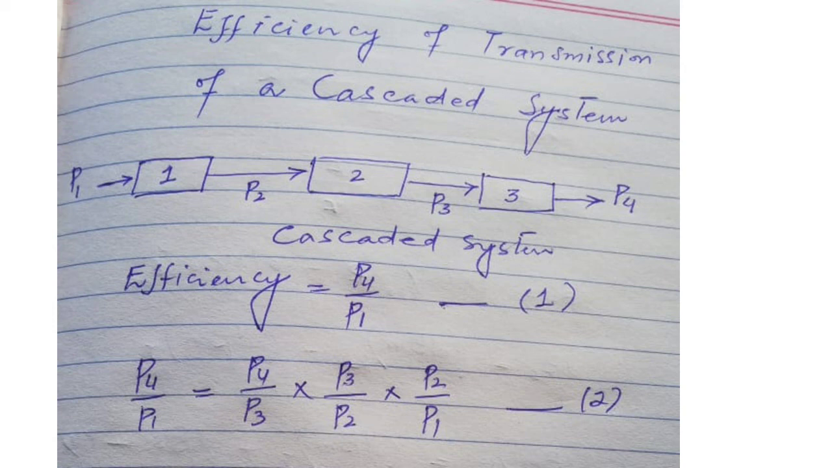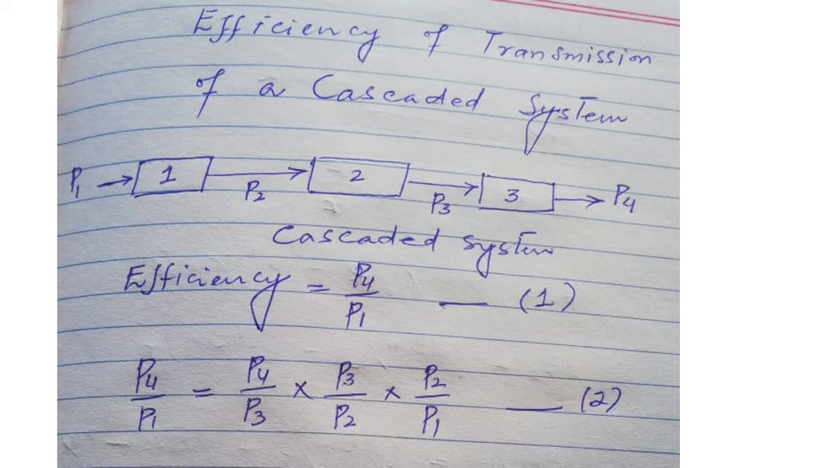So we have P4 by P3 multiplied by P3 by P2. And what is P3 by P2? P3 by P2 is the transmission efficiency of block number 2. And then multiplied by P2 by P1. And what is P2 by P1 in equation number 2? P2 by P1 in equation number 2 is the transmission efficiency of block number 1.